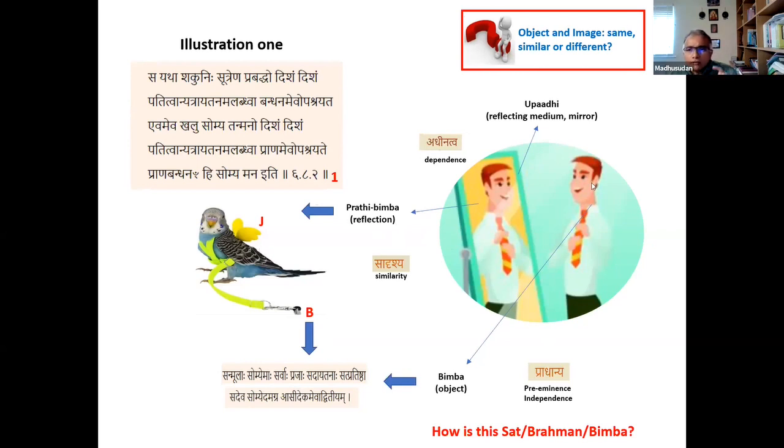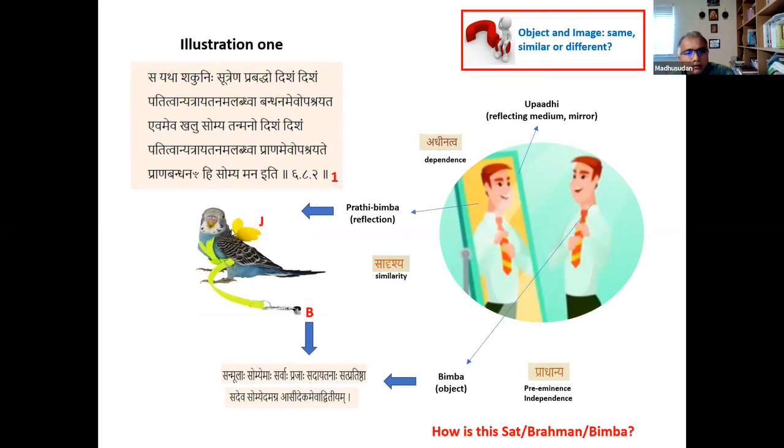relationship. So if the object is not there, the image is not there. If the object does not make an attempt to wear the tie, the image does not wear the tie. But the image is not the same as the object. It is totally dependent on the object. But there is an element of sadrishya, an element of similarity, whereas the object is pradhanya. So again, with Uddalaka's concept of sadrishya and pradhanya also comes this bimba pratibimba bhava.